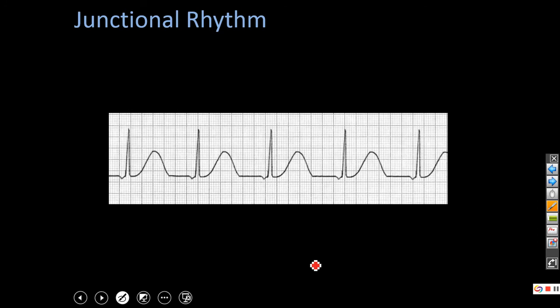Okay, this is just an example strip of junctional rhythm. You can see here you've got what looks like a negatively deflected P wave that's reasonably short. It looks like it's just inside 3 small boxes, which would be maybe 0.11, 0.10, something like that.